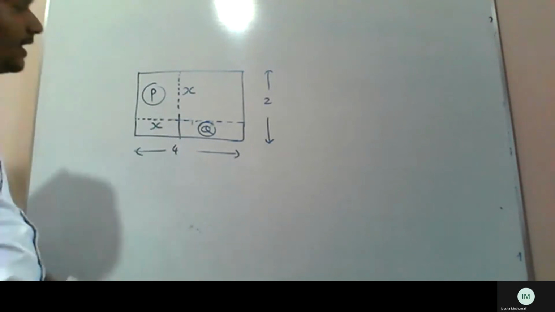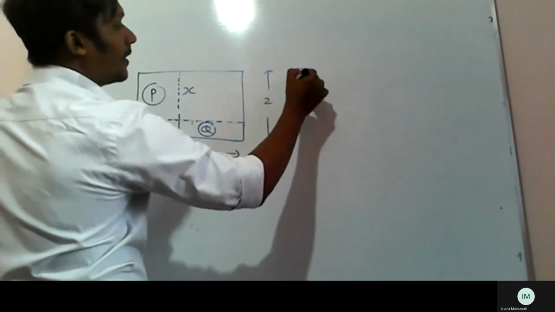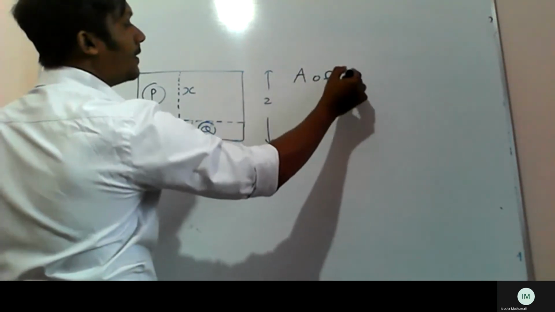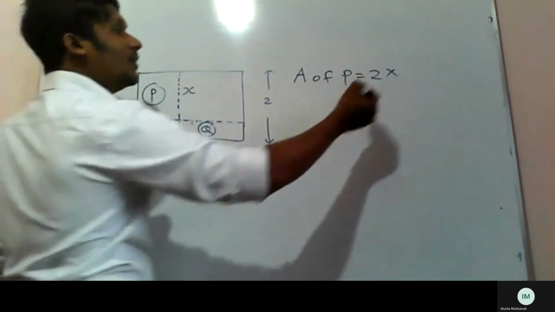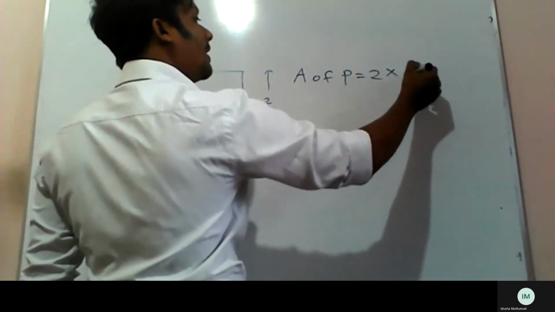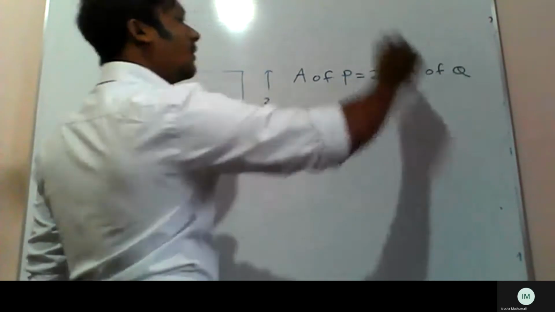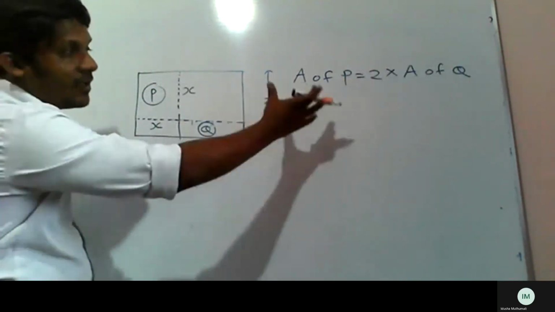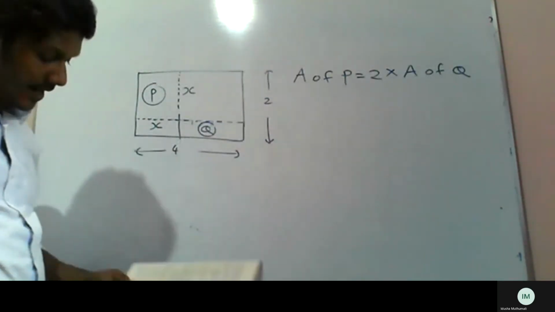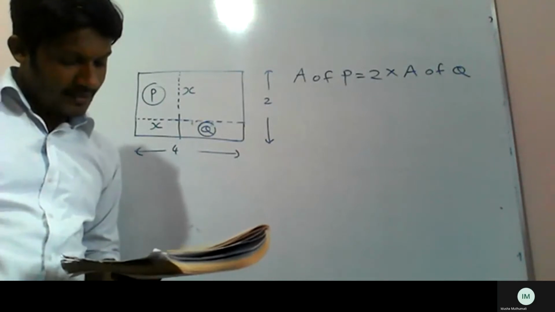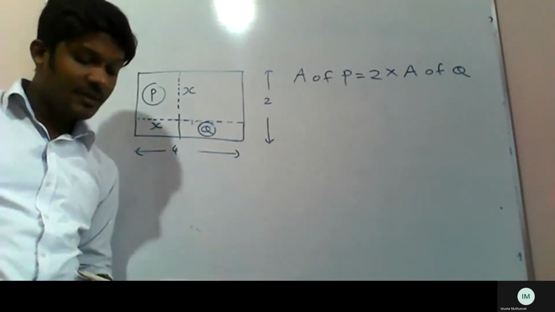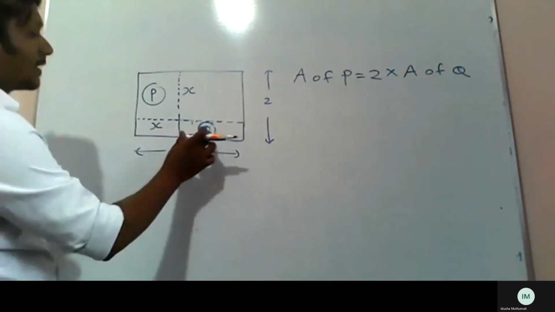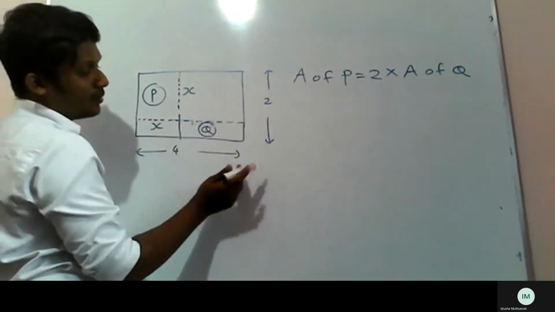The area of P equals twice the area of Q. Right, now find an expression in terms of x for the area of the rectangular part labeled Q. What is the area of Q?